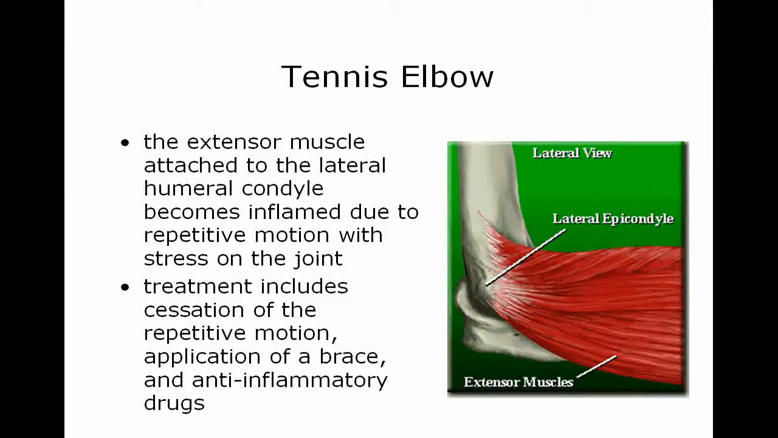The extensor muscle that's attached to that lateral humeral condyle becomes inflamed because of some repetitive motion and stress on the joint. Treatment is resting that joint and trying to stop that repetitive motion. The use of braces, physical therapy, anti-inflammatory drugs. Non-steroid anti-inflammatory drugs are tried first. If the person doesn't respond, they may have to have steroid injections to relieve the pain of the tennis elbow.